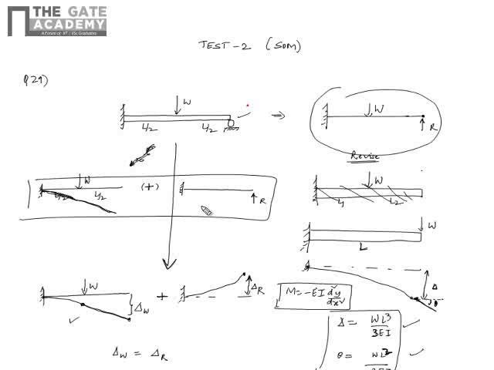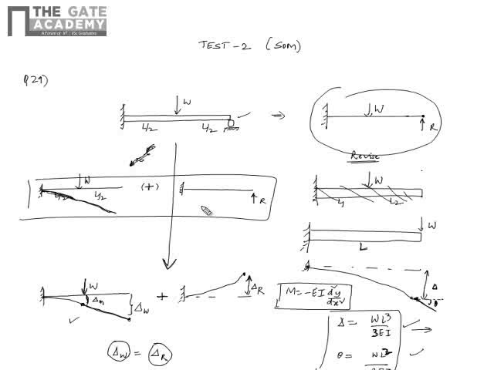Okay, so now we need to individually find out the deflection at the end due to load W and the deflection at the end due to R, and we need to just equate. So how do you find out the deflection due to W? Deflection under the load is basically given by this formula. So I know this deflection at the midpoint, and I need to find out the deflection at the end.